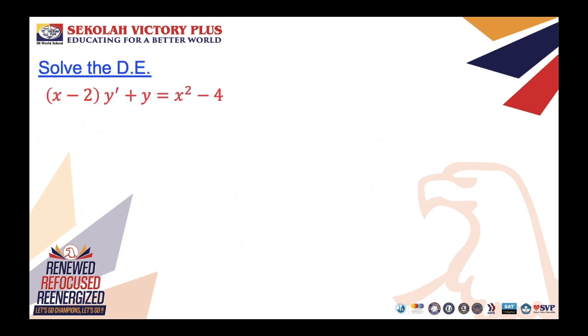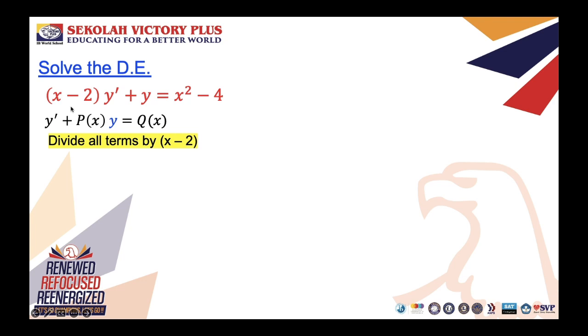Suppose we have this. Again, write this in this form. In order for you to write this in this particular form, you need to do manipulation, so you need to carefully analyze and study how to arrive at this form. There are many ways. One way to achieve this form is to divide all terms by x minus 2. So divide this by x minus 2, x minus 2, and x minus 2.